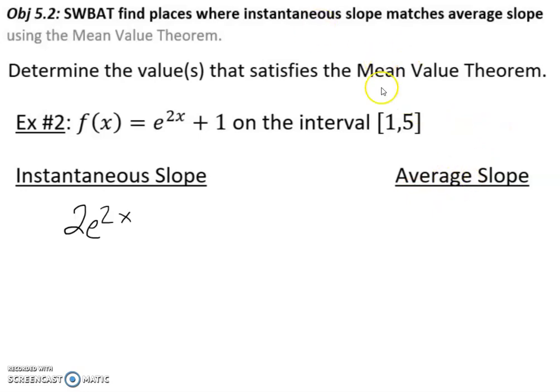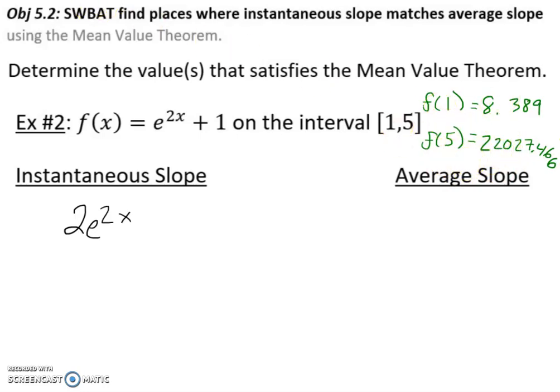And our average slope, well, we need to find our y values. f of 1 and f of 5. So this is quite a non-in-your-head problem. Over off to the side on my calculator, I'm typing in e to the 2 times 1 plus 1, and I'm getting 8.389. And f of 5, when I plug that in, and this one's going to be big, I'm getting 22,027.466. Sorry about the lack of space, but all we're doing here is finding the y values that go with these x values.